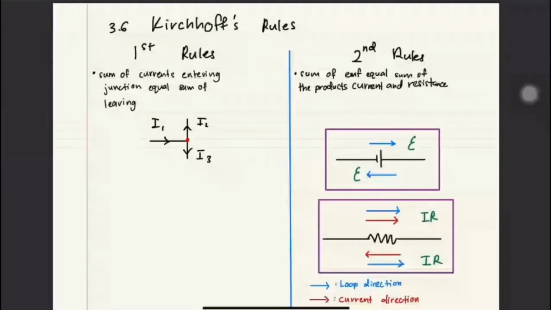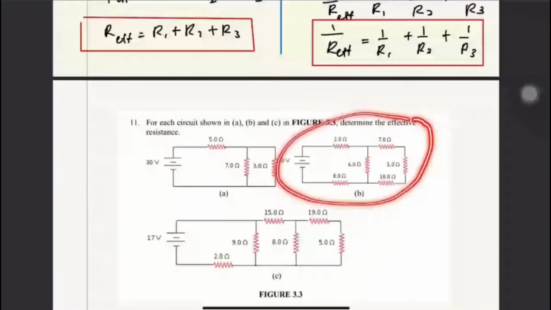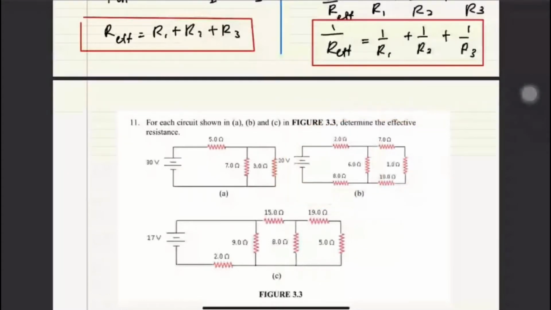Okay, tapi kalau kita tengok kat sini, we have two loops. Satu loop, dua loop. Tapi we don't have to apply the Kirchhoff's rule. Sebab kamu hanya ada satu power supply. If they put another power supply over here, then you have to do using Kirchhoff's rules. Understand or not? Yes, sir. Okay. I understand.